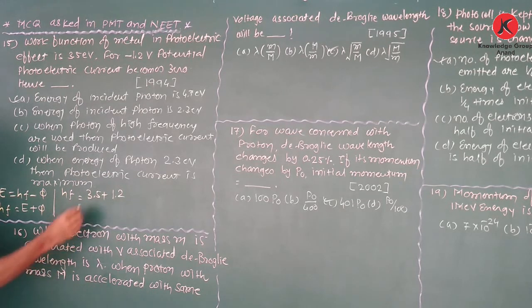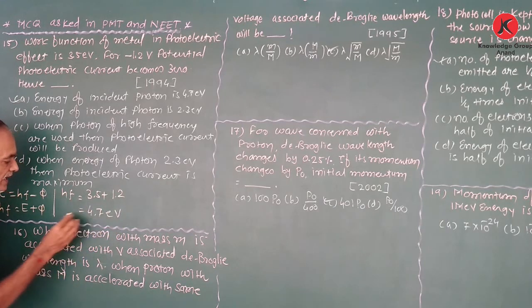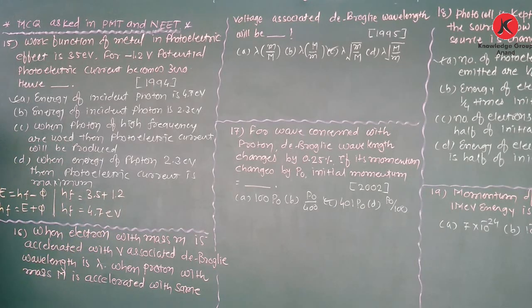The work function is 3.5 and the potential is this. Okay. Therefore, 4.7 electron volt is the energy of the incident photon. Thus, the energy of the incident photon is 4.7 electron volt.